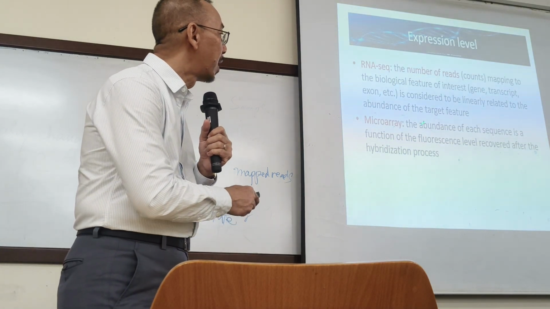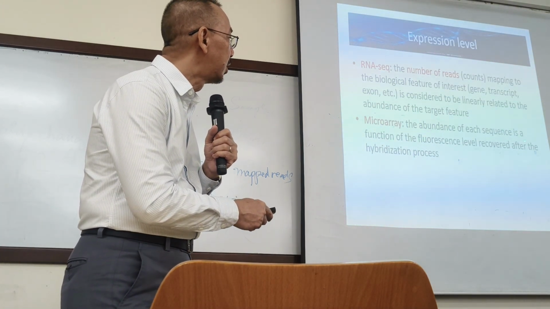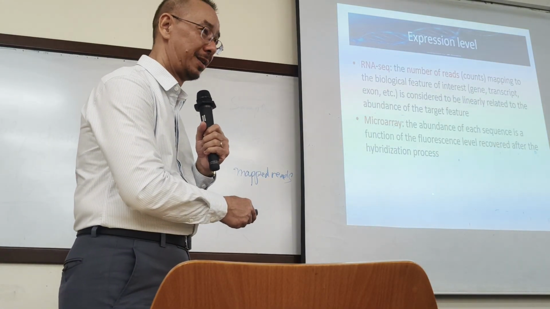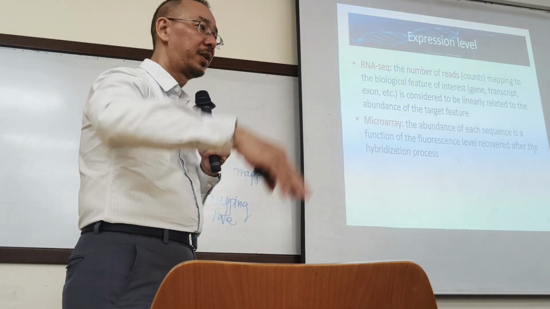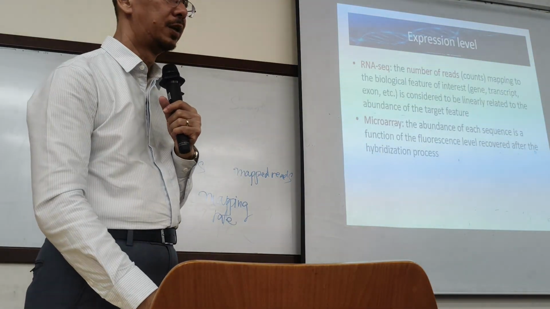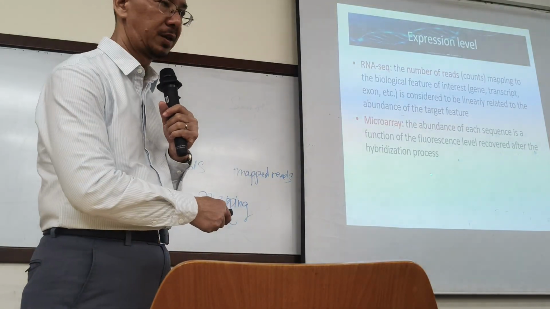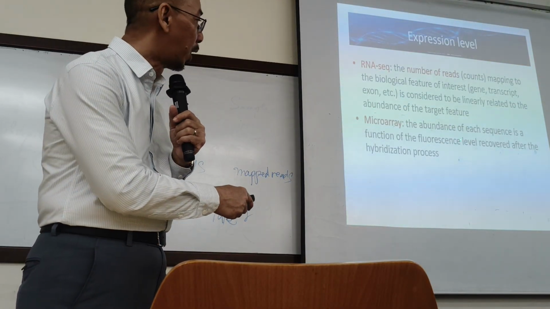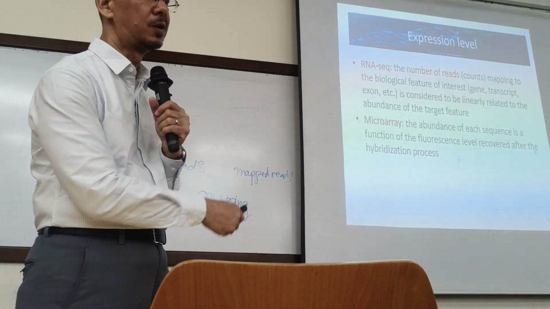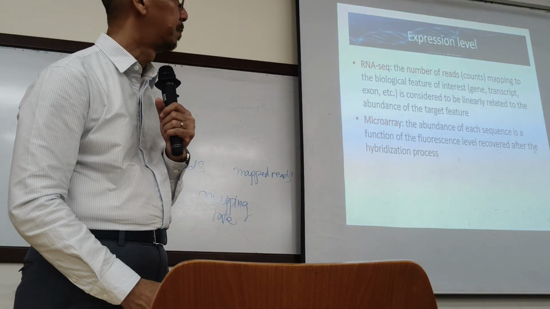Compared with microarrays, the abundance of the sequence is a function of fluorescence level, so based on color intensity. You remember the previous part explained about microarrays, based on the hybridization process. One is based on color intensity, one is based on number of bits.